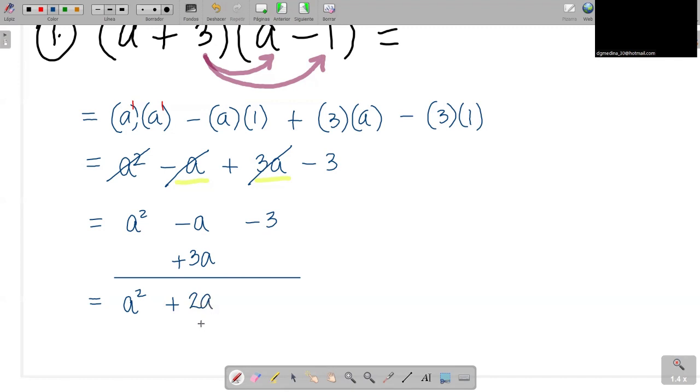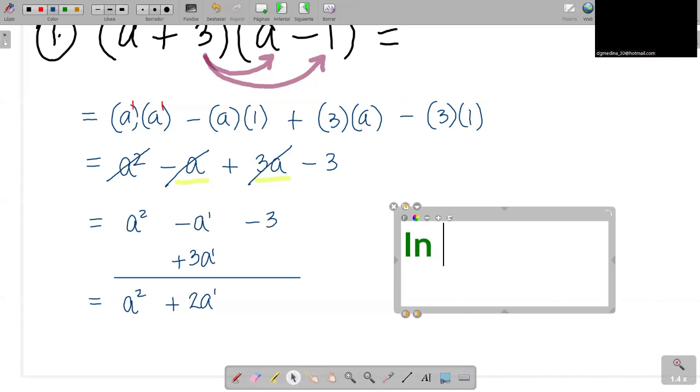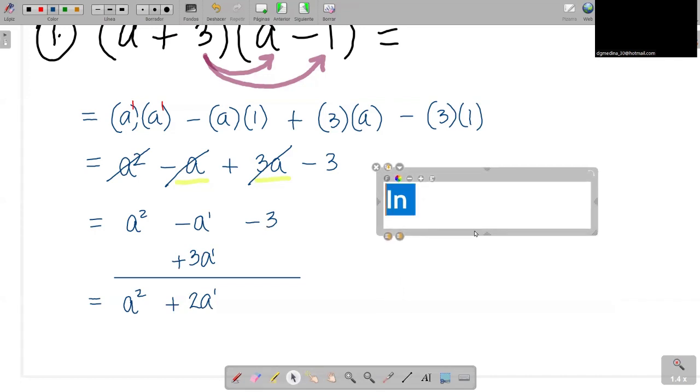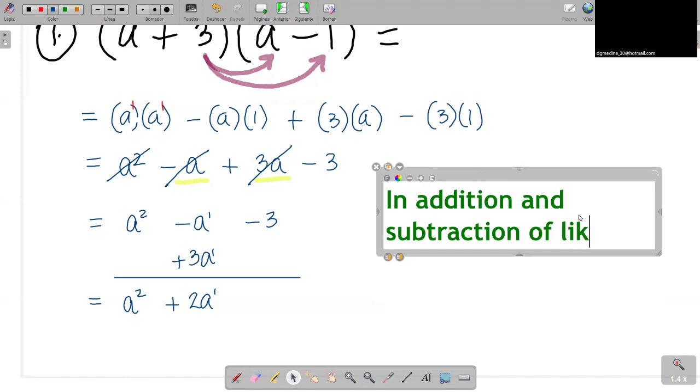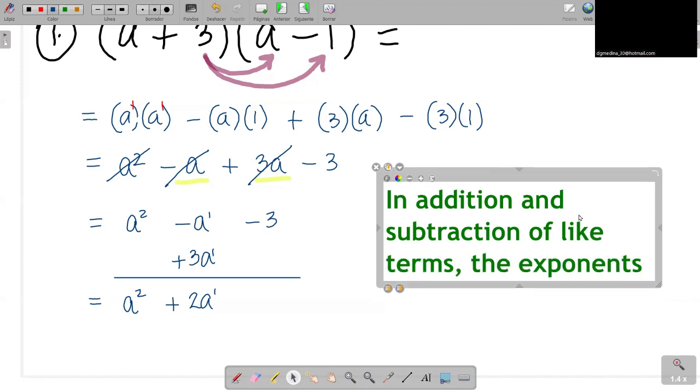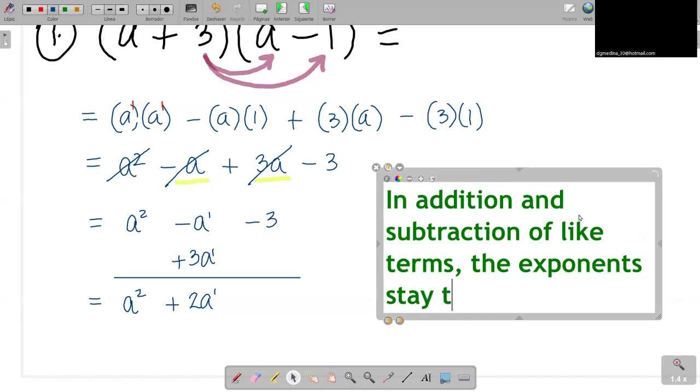2a. Teacher, why don't we write a to the square here? Because in the addition or subtraction of like terms, we do not add or subtract the exponents. The exponents stay the same, okay? So if you have a 1, your answer will have a 1, okay? Remember, it's important. So I'm going to write it here for you. In addition and subtraction of like terms, the exponents stay the same.